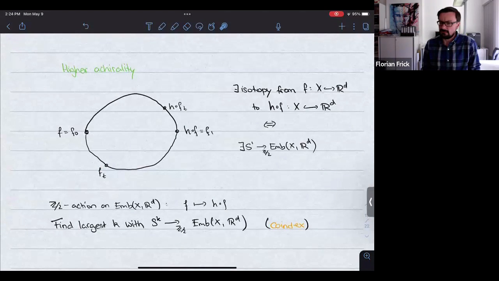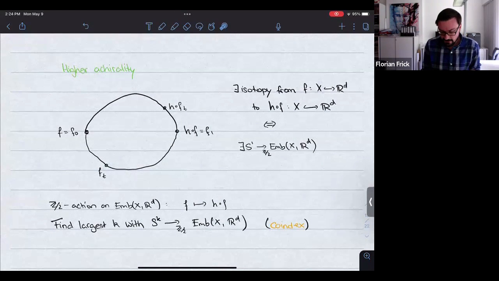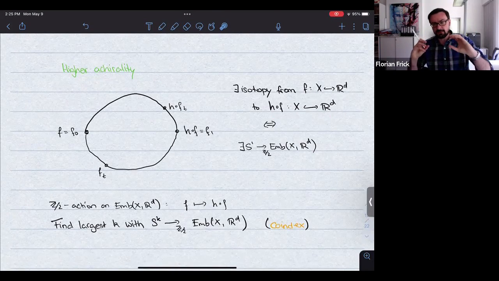I want to give you at least an idea of what goes into a proof of such a result. And for free, without thinking much, we get notions of what I call higher achirality. So notice if you have an isotopy, not even an ambient one, just an isotopy through embeddings of an embedding F to its mirror image. So a homotopy, and at every point you're an embedding.